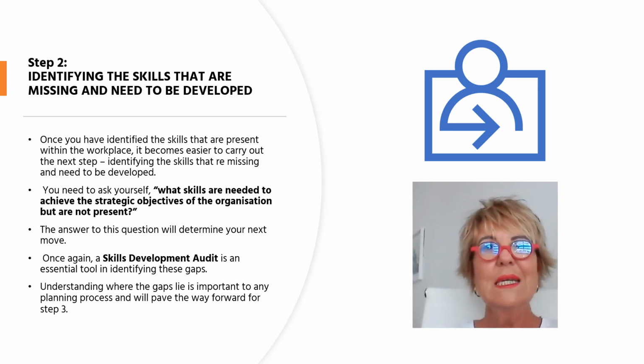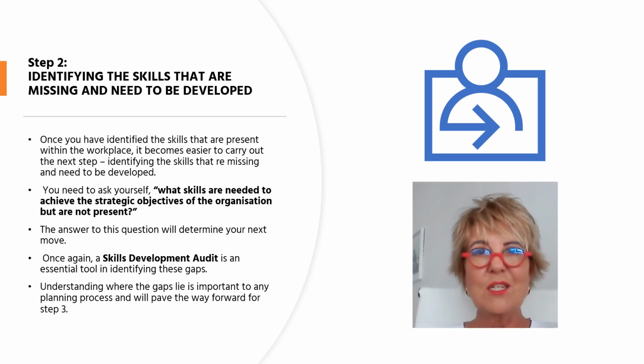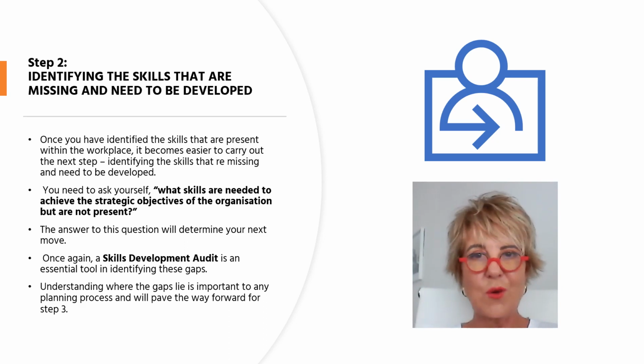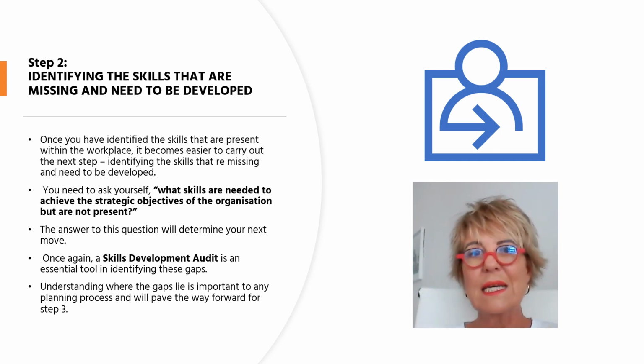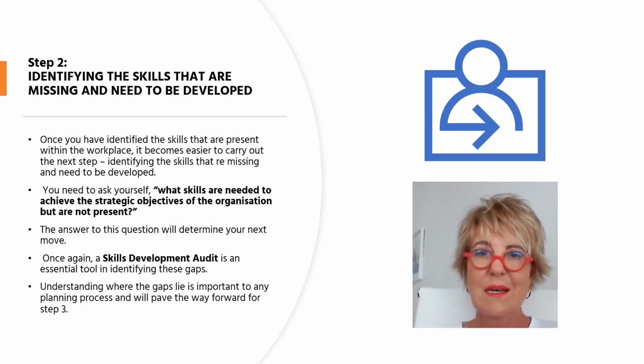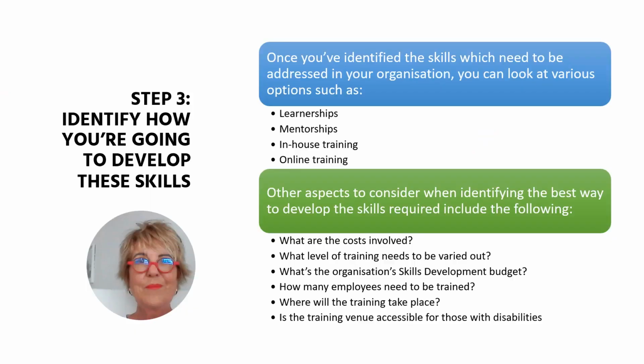Step 2 in developing your skills development strategy is to identify the skills that are missing and that needs to be developed within the organization. So I would say start off by asking yourself the question, what skills are needed to achieve the strategic objectives of the organization but are not present currently? The answer to this question will determine your next move. Once again, a skills development audit is an essential tool to identify these gaps. Once you've identified these gaps, we will go over to step 3.